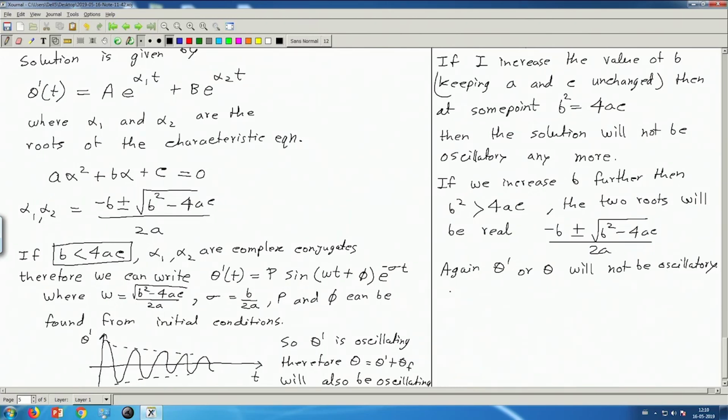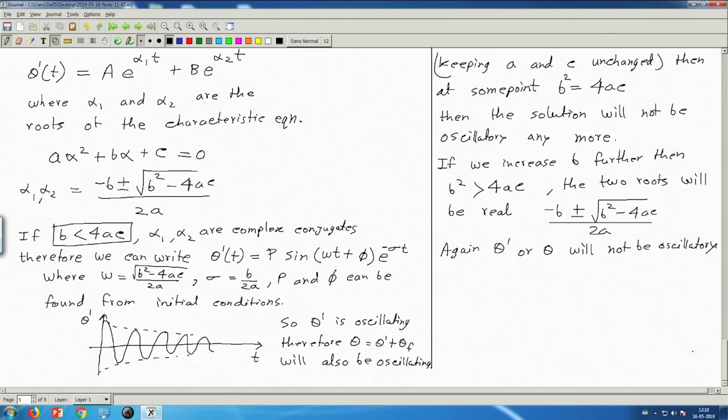Okay. So what we observe: for low value of B, the solution is oscillatory, or theta oscillates, and for higher B, theta does not oscillate.